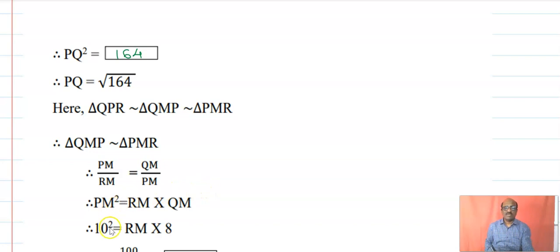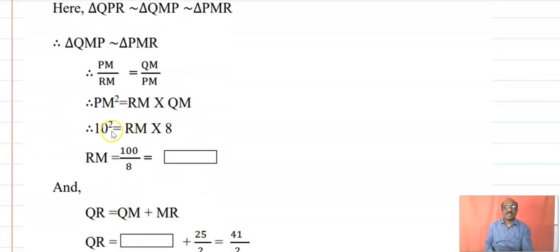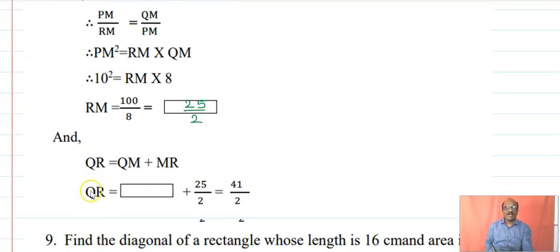PM is again 10, and therefore 10 square is equal to RM into 8. That is, RM is 100 upon 8. 100 upon 4 is 25, so 100 upon 8 is 12.5, or you can take 25 upon 2. We will keep it as a fraction. And QR is equal to QM plus MR.